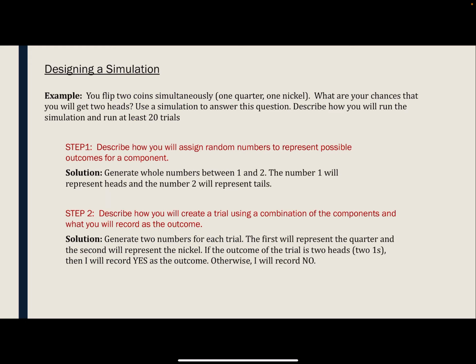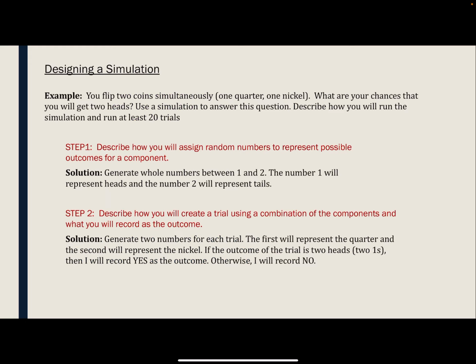So the first step when we're thinking about simulations is to describe how we're going to assign random numbers to the possible outcomes for a component. Now, the component in this case is flipping a coin. So what we are going to do is generate whole numbers between 1 and 2, and we're going to let 1 represent flipping a head and 2 represent flipping a tail.